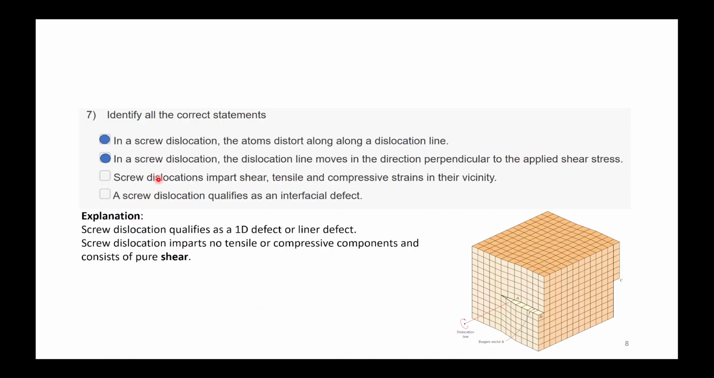So these are incorrect because screw dislocation only imparts pure shear type of strain. There won't be any tensile and compressive stress components. And screw dislocation doesn't qualify as interfacial defect, but it qualifies as linear or 1D type of defect.